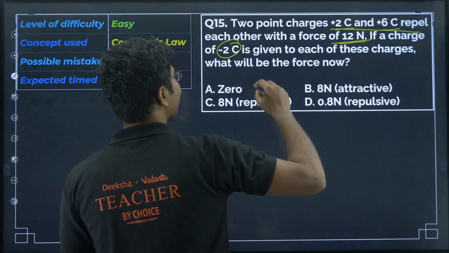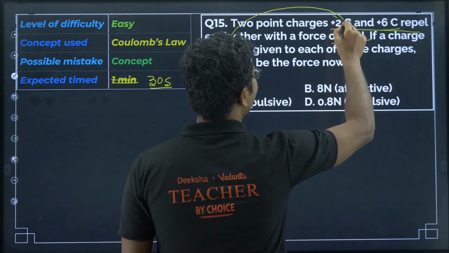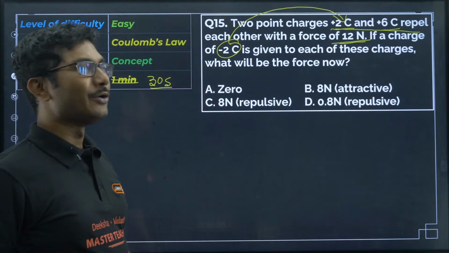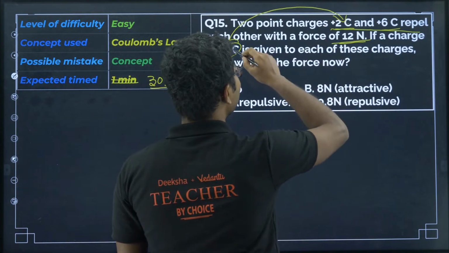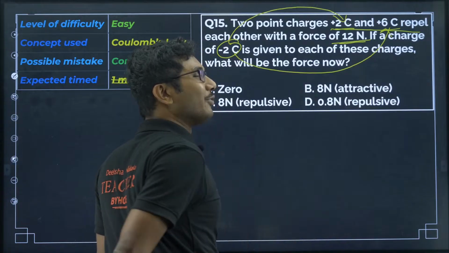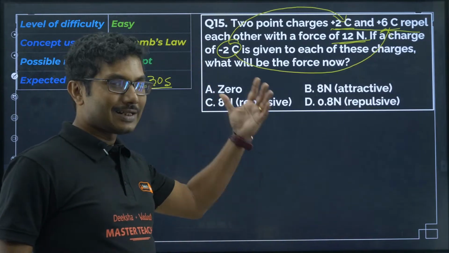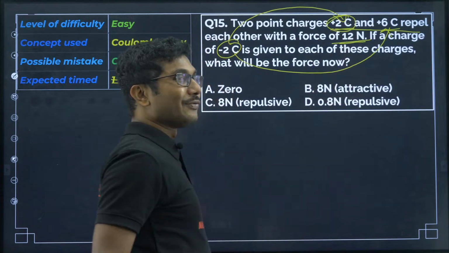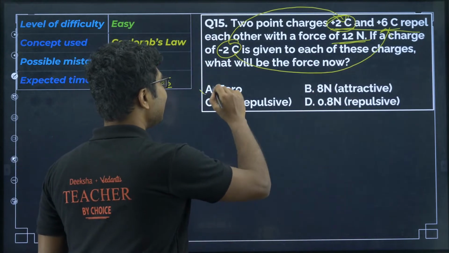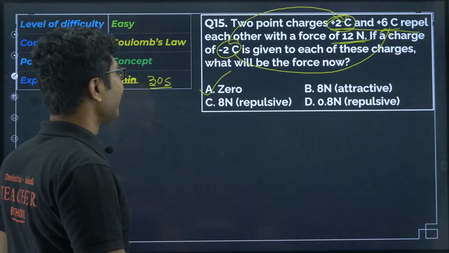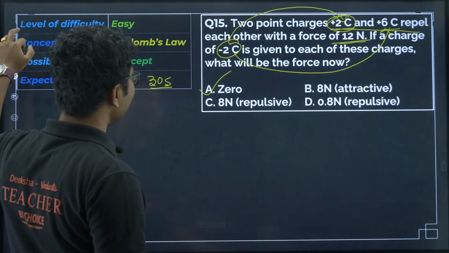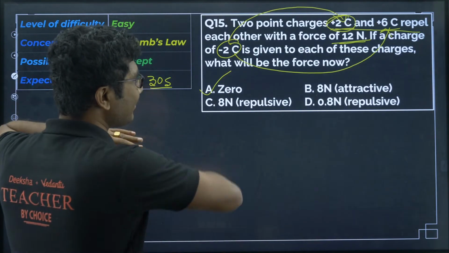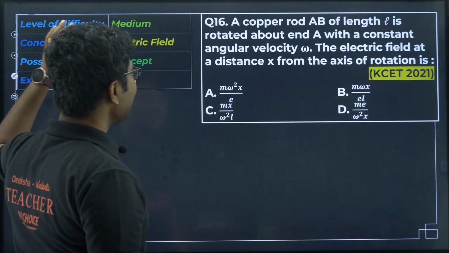Minus 2 coulomb to each of the charges means this plus 2 coulomb is now 0, and the 6 coulomb is plus 4. So, no matter whatever is the charge of the other charge, because one of the charges is now 0, the net force will obviously be 0. So, net force will be 0, right. This is an easy question. If you have understood the essence of the question, you do not need to do any mathematics, you can simply answer.